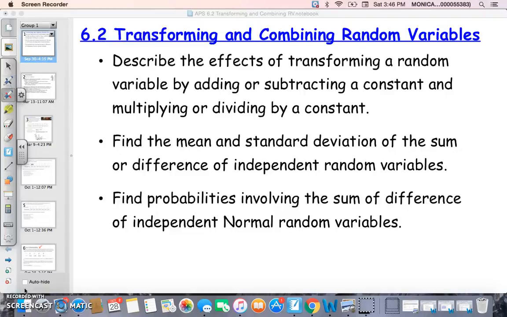And so we're going to describe the effects of transforming a random variable by adding or subtracting a constant and multiplying or dividing by a constant. We're going to find the mean and standard deviation of the sum or difference of independent random variables. And we're going to find the probabilities involving the sum or differences of independent normal random variables. So when you see normal, you should be thinking of drawing a normal curve.